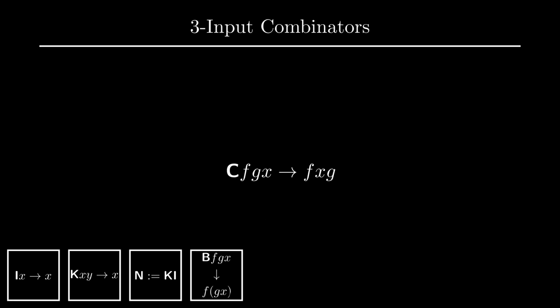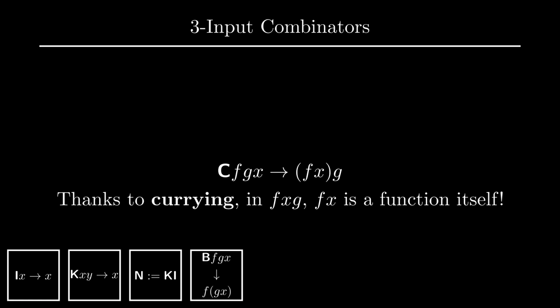Focusing now on C, C applies f to x, then applies the output of f x to g. Thus, applying f to x results in a function which is then applied to g. This is called currying, and allows us to consider all functions to have only one input.